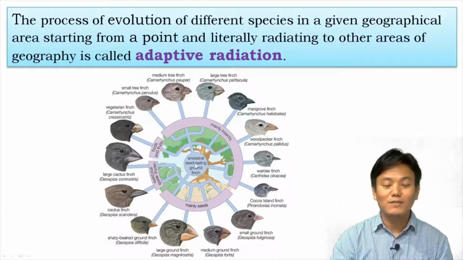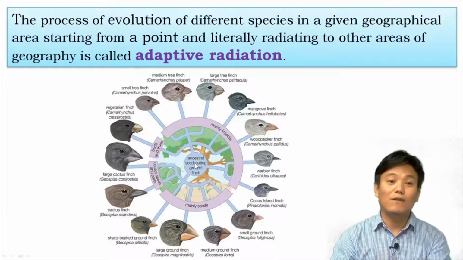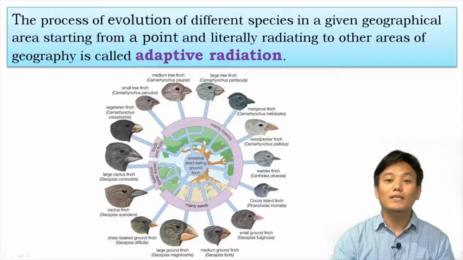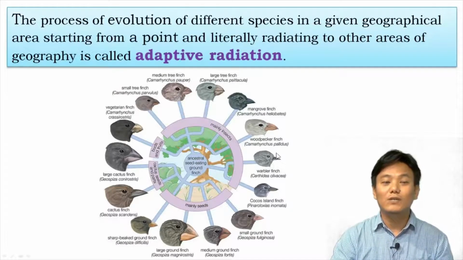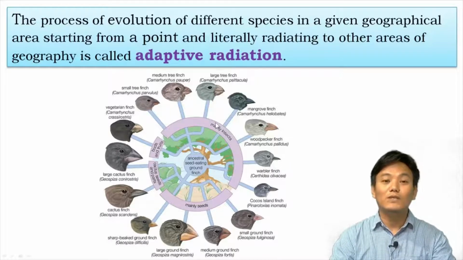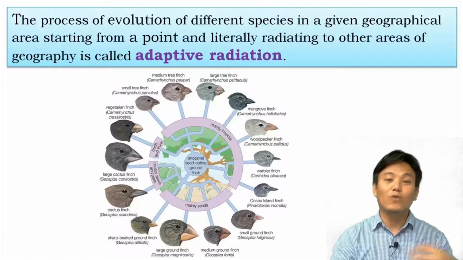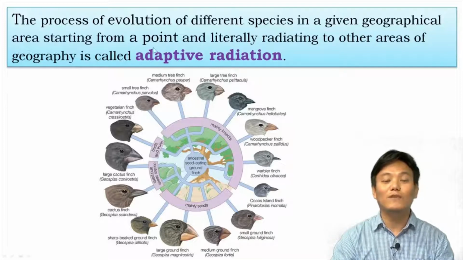So the point is the seed-eating ancestor which arrived from the mainland, and literally radiating to the other areas of the geography means they now become specialized to eat different food, right? So their beak shape has evolved to depend upon different kinds of food. And that particular process of evolution of different species is called adaptive radiation, right?